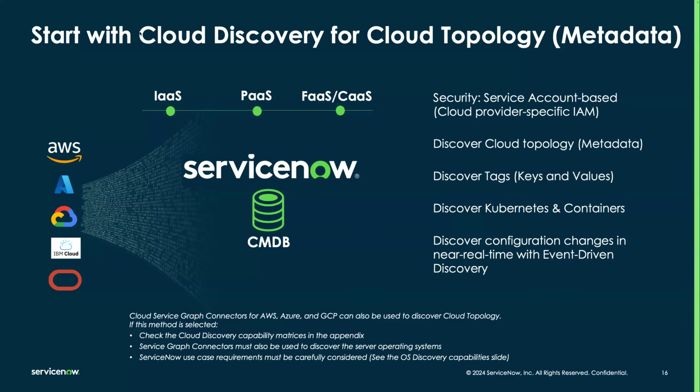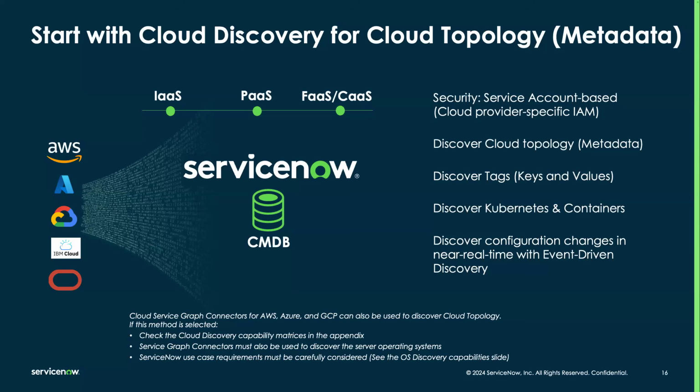If we look at the metadata in cloud topology discovery, this can be done, first of all, across infrastructure as a service, platform as a service, and function as a service, or even container as a service across these different cloud providers that we see here. And we do have the possibility to discover, yes, the metadata, the tags, but also Kubernetes and containers. And potentially, whenever event-driven discovery is turned on, all the live configuration changes that happen within those environments.